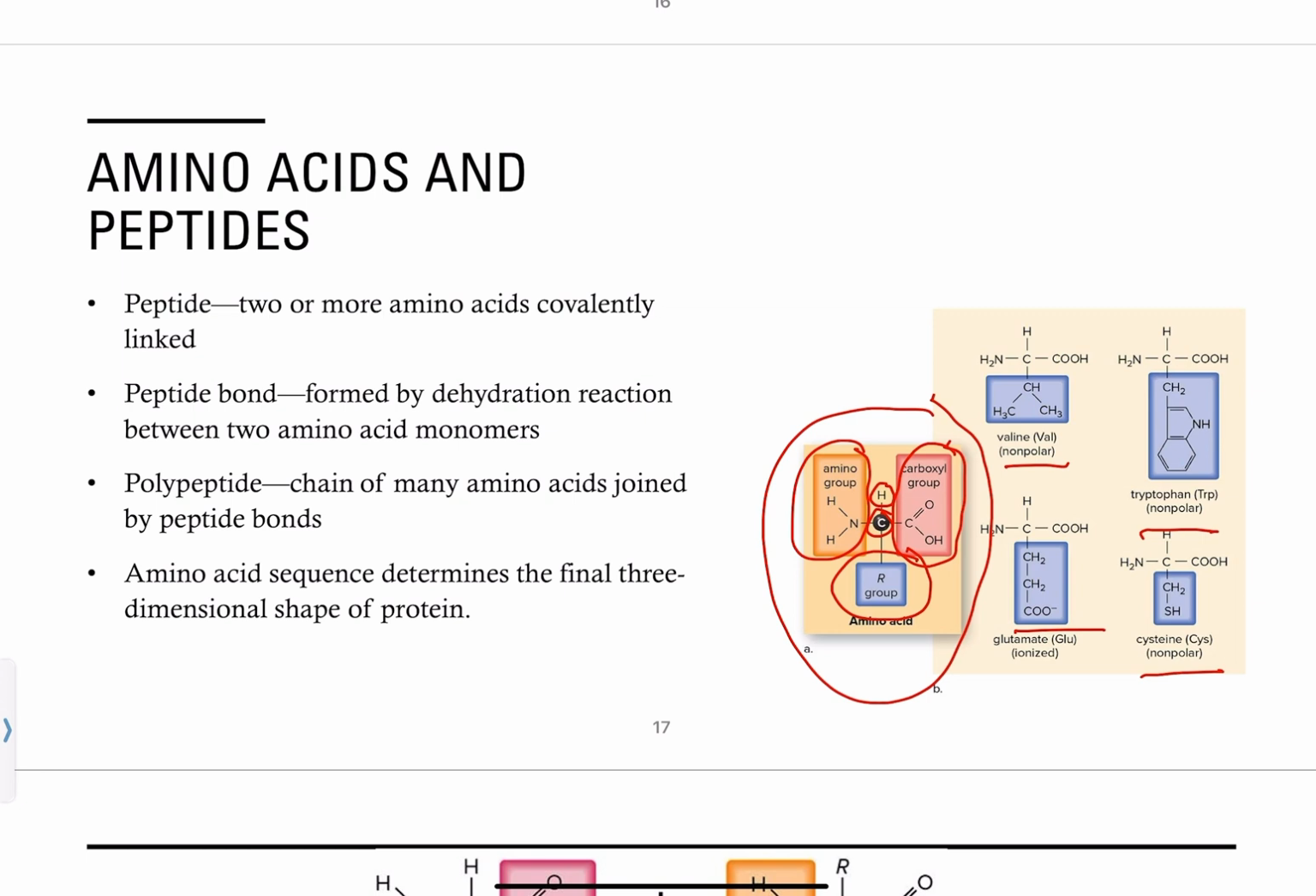When 2 amino acids are joined together by that dehydration reaction that we talked about, they form a peptide bond. This is just a covalent link between the amine group of one amino acid and the carboxyl group of the next. A peptide is just a short chain of amino acids. A polypeptide is a longer chain of amino acids, essentially what we refer to as the primary structure of a protein. Then these chains can fold into complex shapes, and that's going to determine how the protein functions.